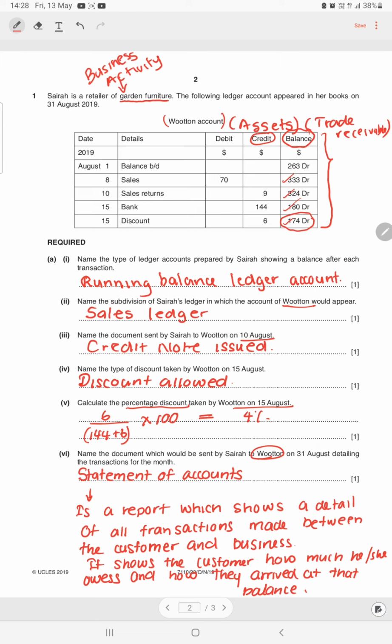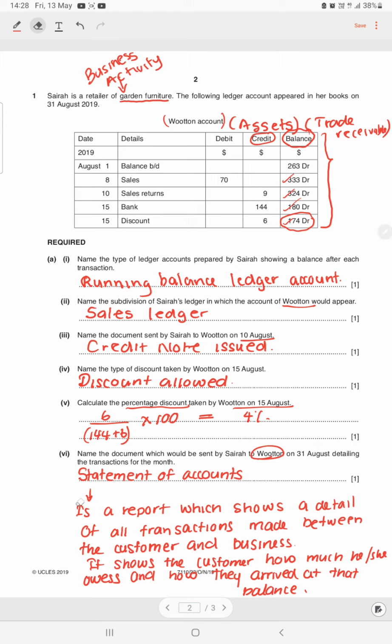So this is a report that you will send to your customer, because you want to show the customer, hey, listen, you bought these items from us, you owe us this money, you returned these items, those amounts were deducted from your total bill. You can consider it like a detailed breakdown of a total bill, like a phone bill, which shows a detailed list of all the calls that you made, and shows you how they arrived at the closing balance. You send it to the customer so that the customer knows how much they have to pay, and which invoices are outstanding.